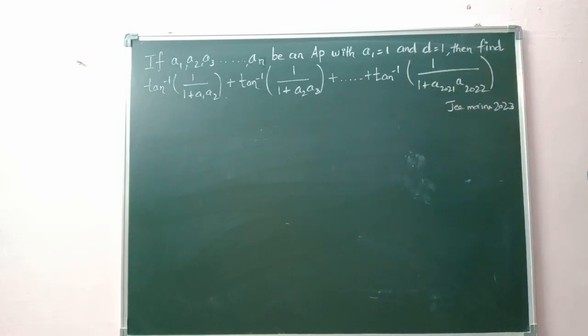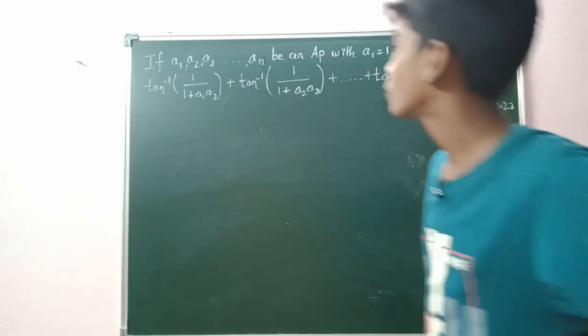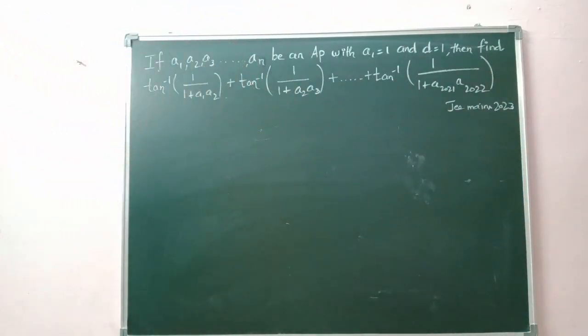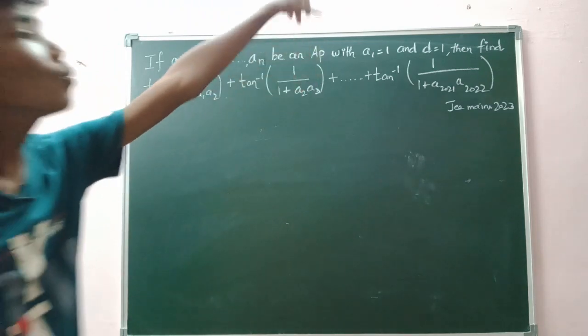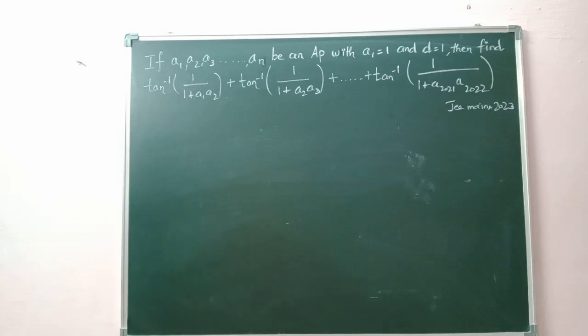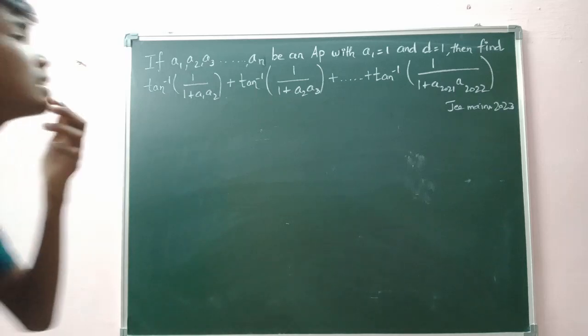If a1, a2, a3 and all the way up to an be an AP with a1 equal to 1 and d equal to 1, then find the value of tan inverse of 1 by 1 plus a1 a2, plus tan inverse of 1 by 1 plus a2 a3, all the way up to tan inverse of 1 by 1 plus a2021 a2022. So that's the question we have, people.